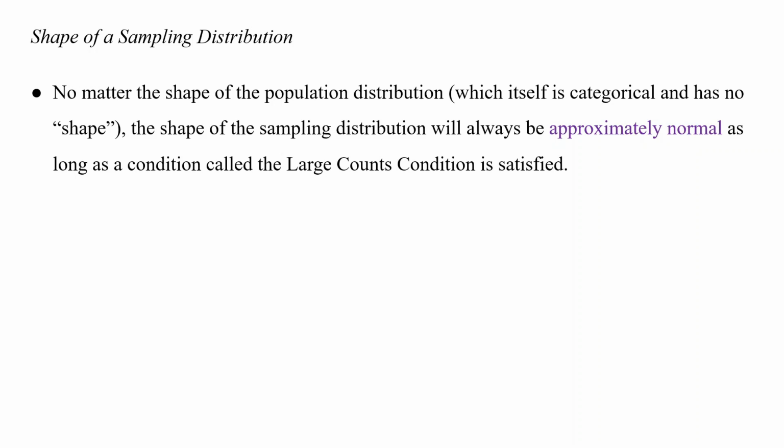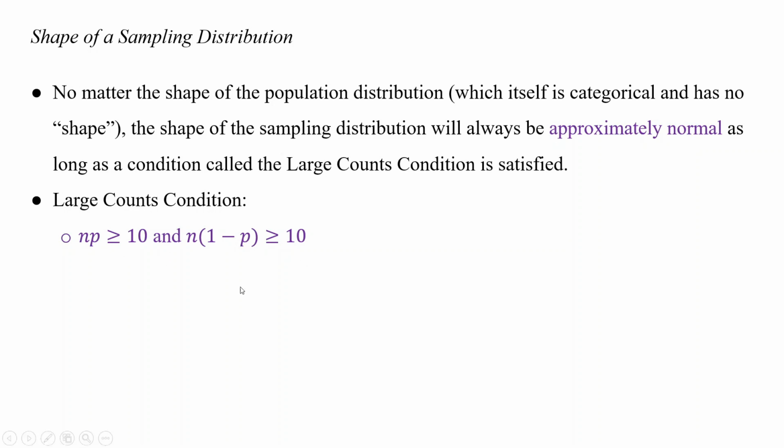Now, the large counts condition is actually based on the idea of the central limit theorem, which is a big important theorem we're going to talk about very soon, I promise. But for now, in this class, we have these guidelines called the large counts condition that allows us to check to make sure that we can use an approximately normal distribution for our sampling distribution. So here it is, here's the condition up on the screen. It says n times p has to be greater than or equal to 10, and n times 1 minus p has to be greater than or equal to 10.